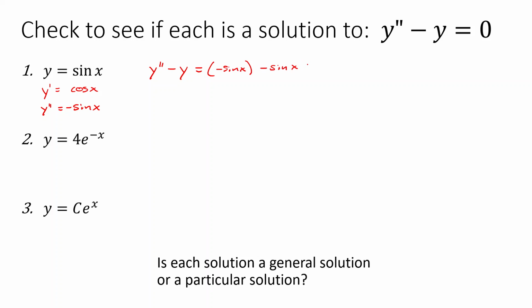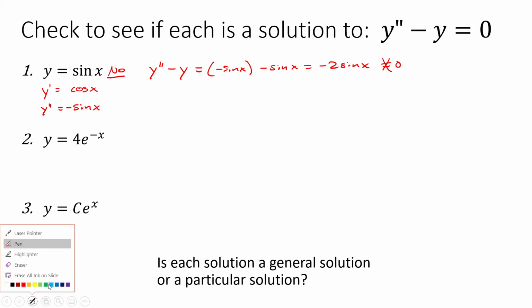All right, so these aren't going to cancel out. This is actually going to be negative 2 sine of x. So that does not equal 0. So nope, this guy is a no. All right, let's try the next one here.